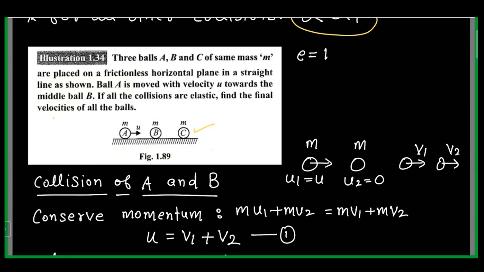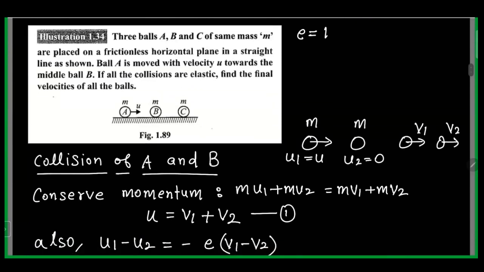So what is happening is your body A is moving with velocity U. It goes and hits body B, and then that body goes and hits body C. And in the end, when everything gets settled down, what is the final velocity of all three bodies? This is what is being asked. So there will be two collisions. One collision will be between A and B, and the second collision will be between B and C.